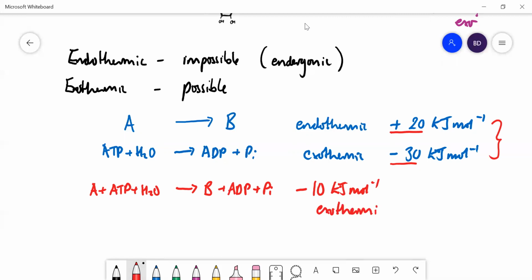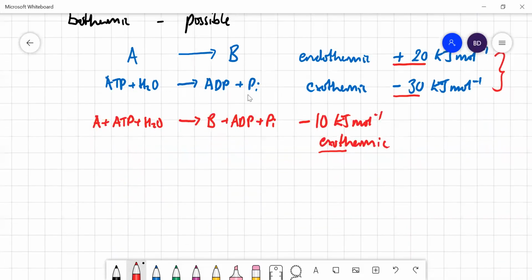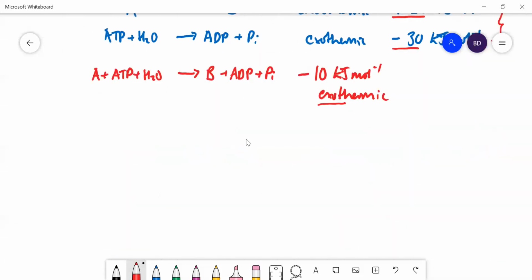So we are able to make B using ATP to drive the reaction forward, to stop the reaction being endothermic and make it exothermic. That's what ATP is all about. It's all about making these endothermic changes, which are thermodynamically impossible, possible. Let's think about the chemical reactions that are endothermic. So let's think about endothermic reactions driven by ATP.